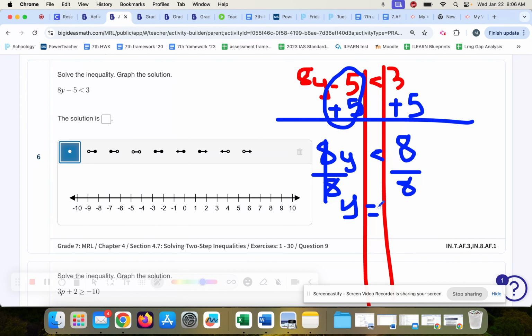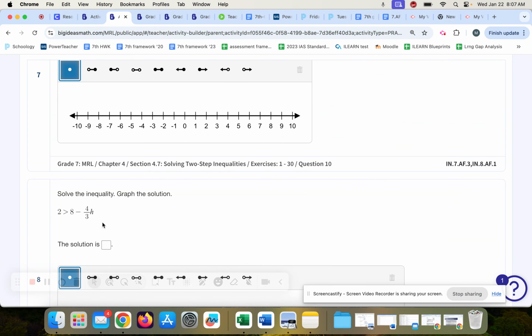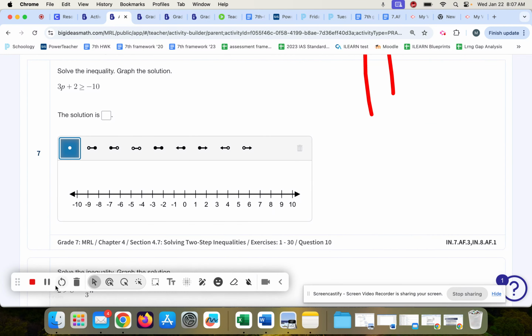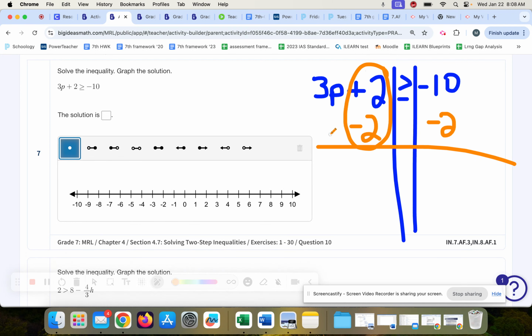That is a less than. I don't know why I wrote that in there. So y is any number that is less than 1. Open circle pointing to the left at 1. Okay. On to 7. Tried to speed this up for you a little bit.